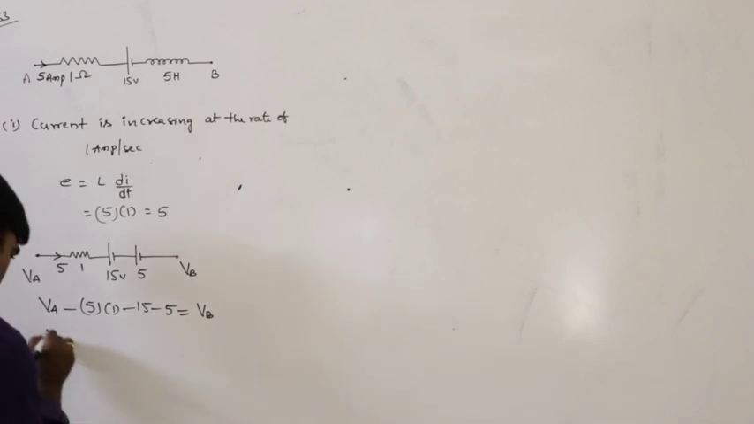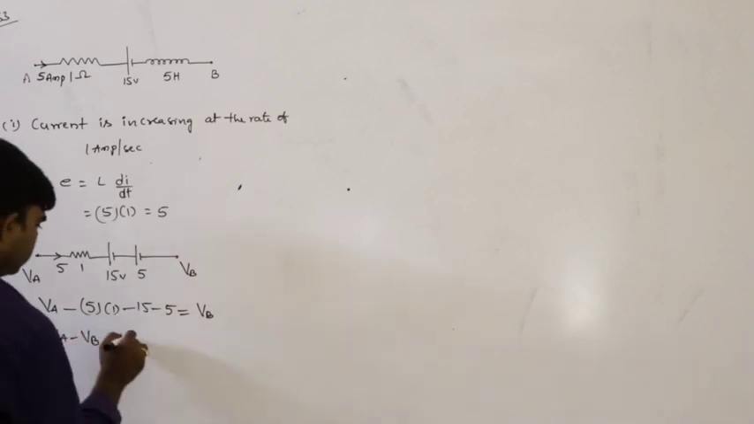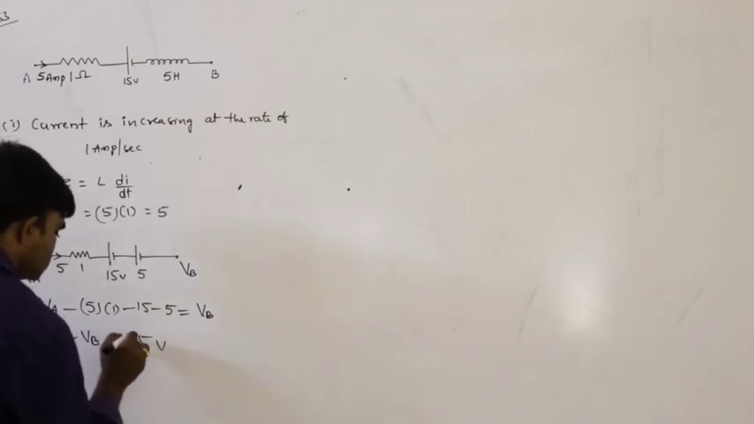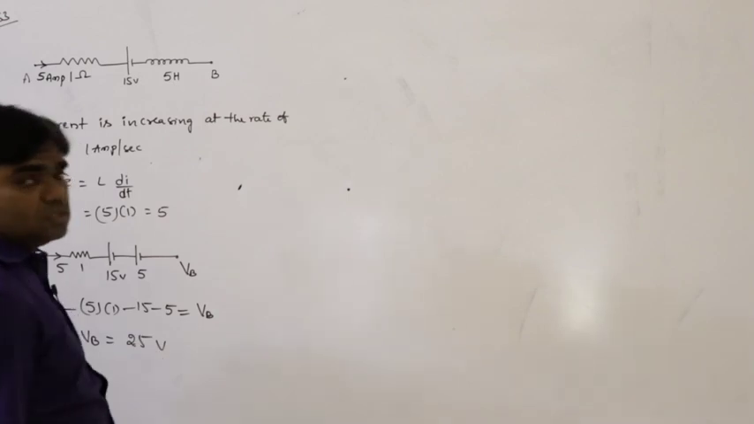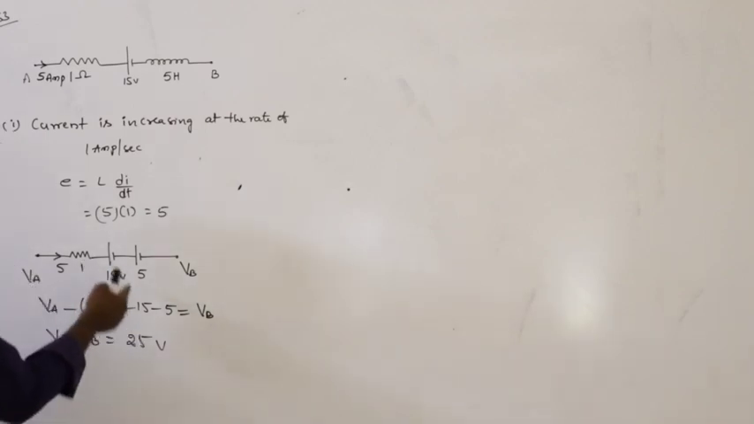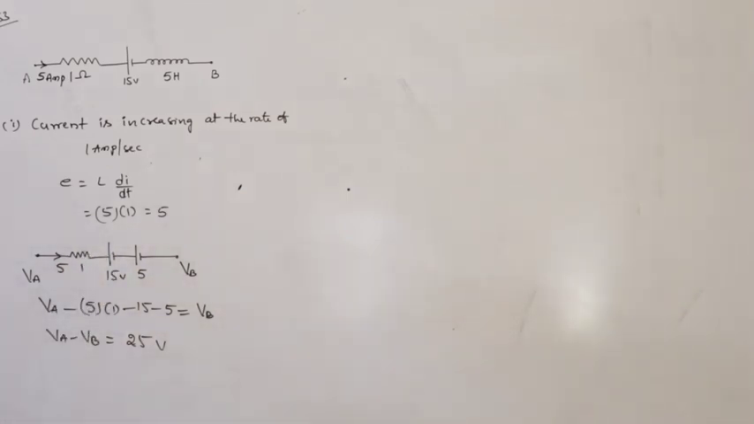So from this, VA minus VB is equal to 25. The potential difference between the points A and B is 25 volts. Here it is, VA minus VB equals 25 volts. So this is when the current is increasing at the rate of this. If the current increases, this EMF and this one both are helping.